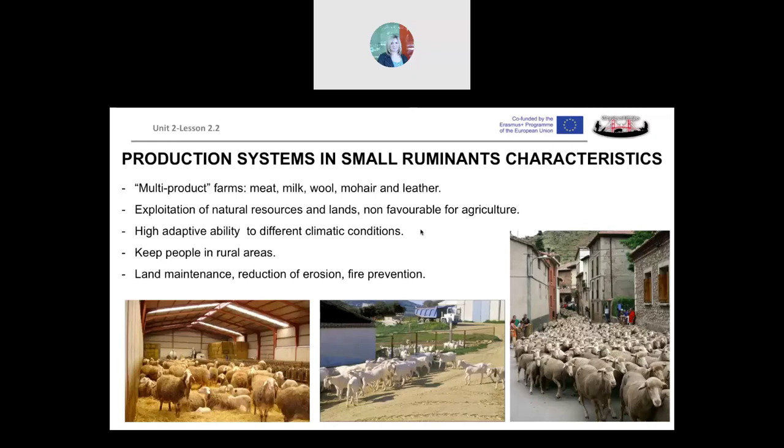And also the last thing, but not less important, is that this kind of animals are good for land maintenance, for the reduction of erosion, and also are very good for fire prevention because they clean the mountains, they clean the lands of this rest of vegetal material that could be very dangerous in the case of fires.